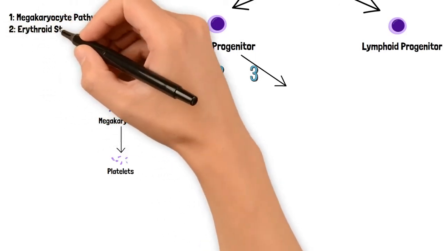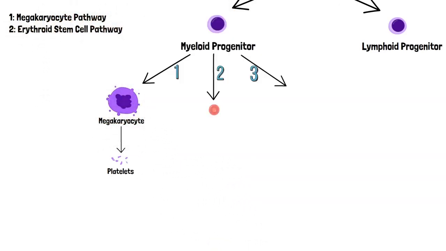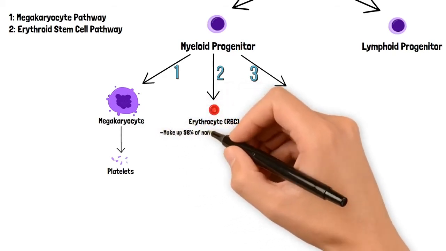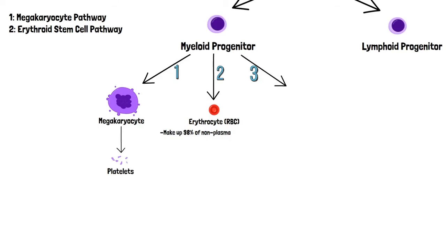Another lineage is the erythroid stem cell pathway. This cell will develop into the erythrocyte, or red blood cell. These cells contain hemoglobin, which carries oxygen from the lungs to the rest of the body. 98% of all cells in the formed elements part of the blood are erythrocytes.